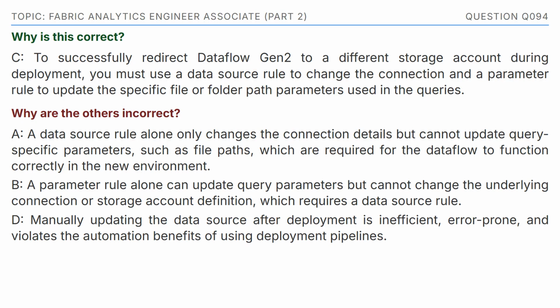A. A data source rule alone only changes the connection details but cannot update query-specific parameters, such as file paths, which are required for the data flow to function correctly in the new environment. B. A parameter rule alone can update query parameters but cannot change the underlying connection or storage account definition, which requires a data source rule. D. Manually updating the data source after deployment is inefficient, error-prone, and violates the automation benefits of using deployment pipelines.